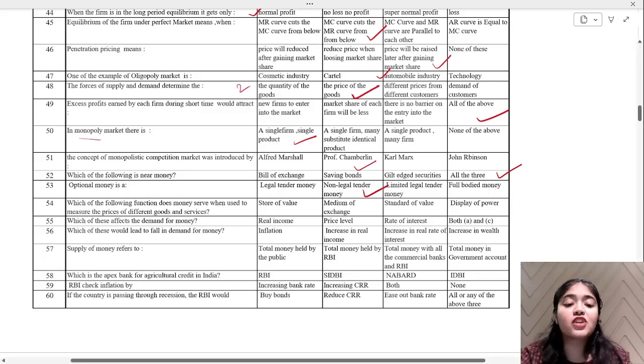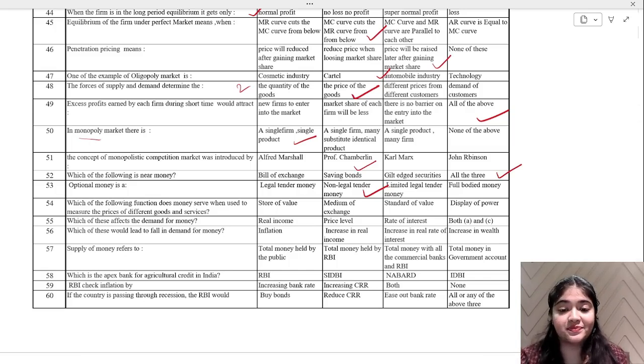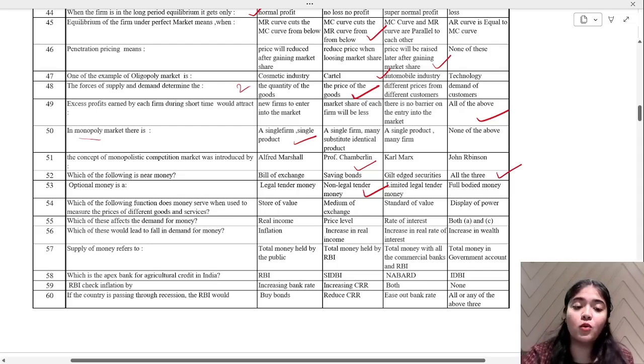Which of the following function does money serve when used to measure the prices of different goods and services? Store of value, medium of exchange, standard of value, or display of power? What do you think it does? That's correct. Standard of value.